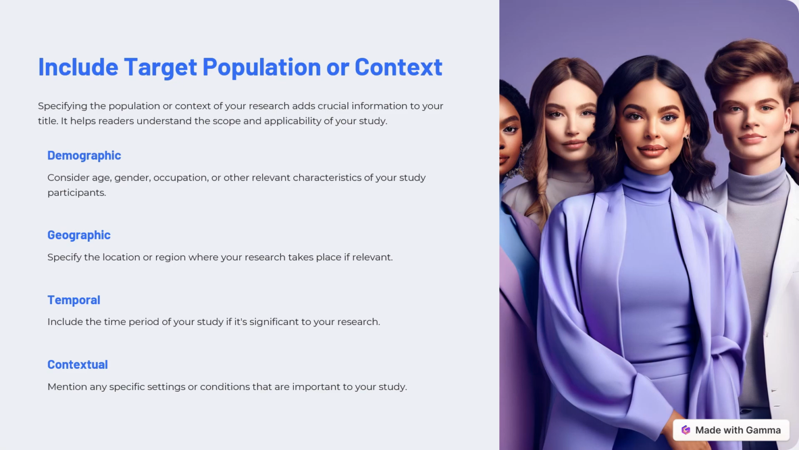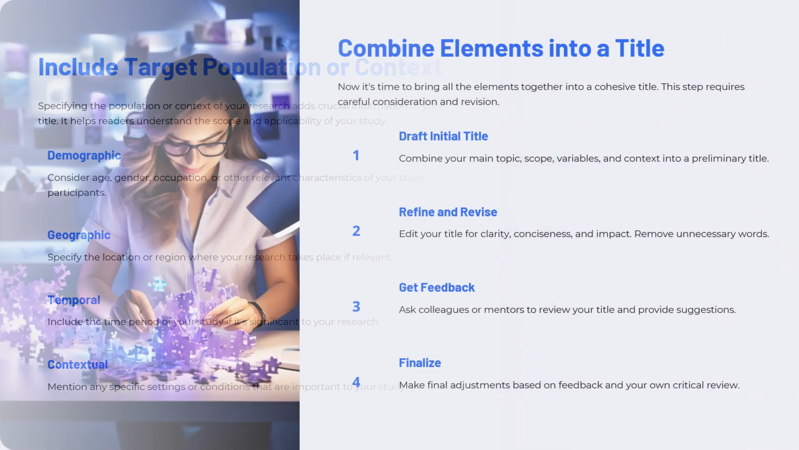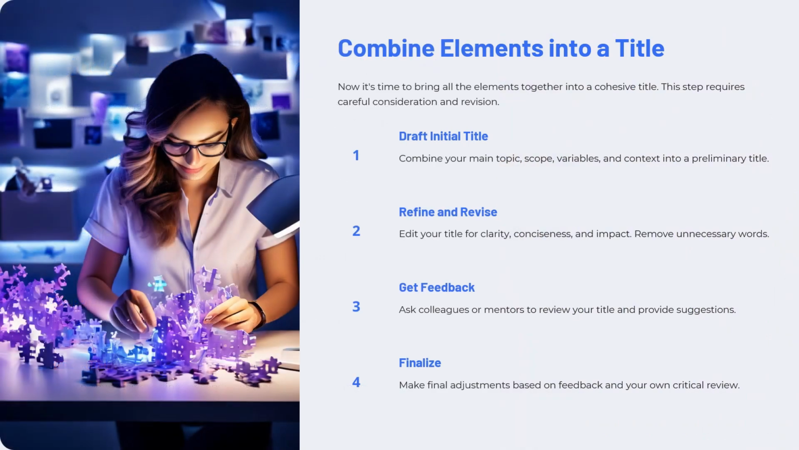Combine elements into a title. Now it's time to bring all the elements together into a cohesive title. This step requires careful consideration and revision. Draft initial title. Combine your main topic, scope, variables, and context into a preliminary title. Refine and revise. Edit your title for clarity, conciseness, and impact. Remove unnecessary words. Get feedback. Ask colleagues or mentors to review your title and provide suggestions. Finalize. Make final adjustments based on feedback and your own critical review.